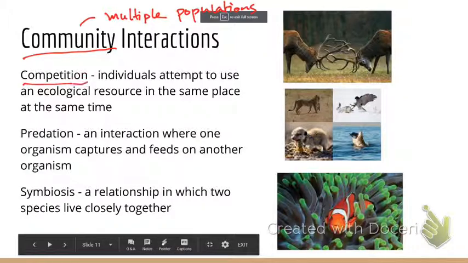One, they can compete, so they have competition, and that's when they try to use an ecological resource in the same place at the same time. So, I don't know, squirrels and birds and that kind of stuff can compete for nuts or something in a particular tree habitat. Predation, you guys know, is when an organism captures and feeds on another organism. And then symbiosis is what we're going to go over today. It's a relationship in which two species live together. So competition and predation are pretty obvious, but symbiosis we'll talk about further.